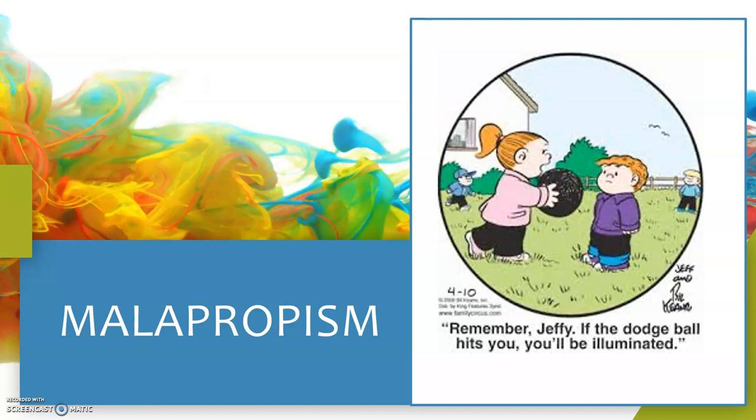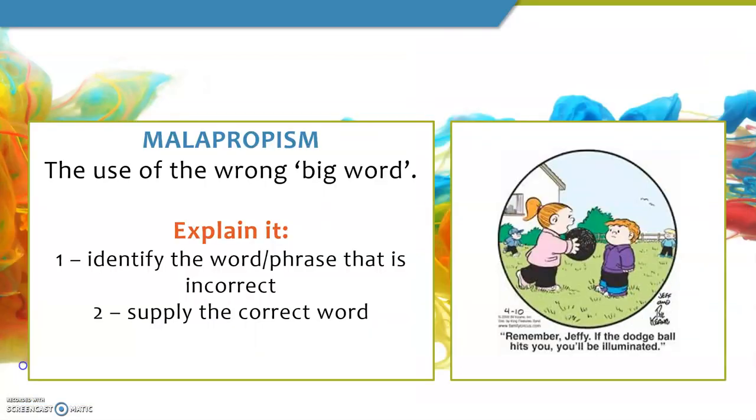So you'll see a little girl giving her brother a ball, and she says, "Remember, Jeffy, if the dodgeball hits you, you'll be illuminated." So most of you will be able to recognize that she has used the wrong word there somewhere. And so that's what a malapropism is.